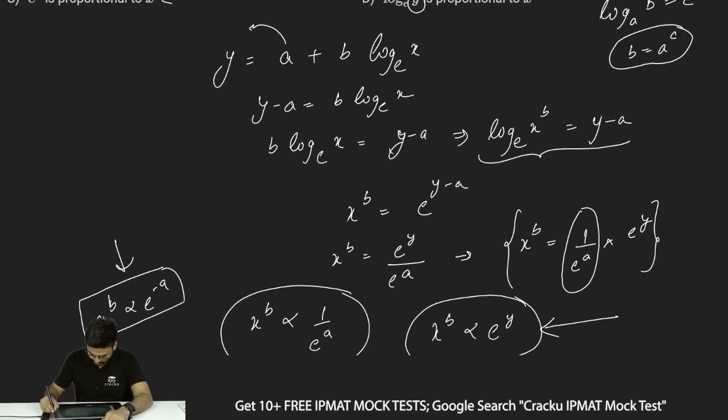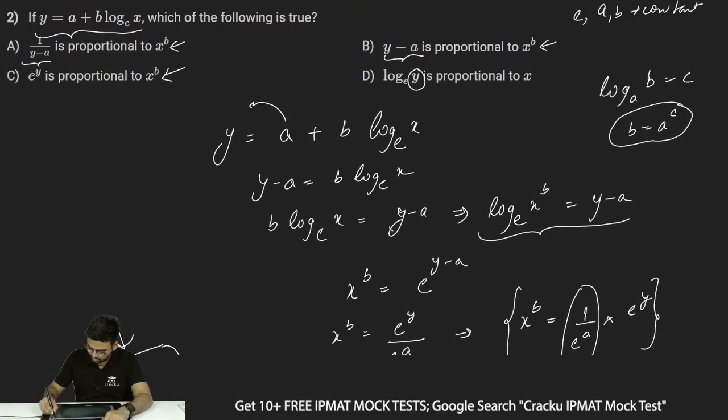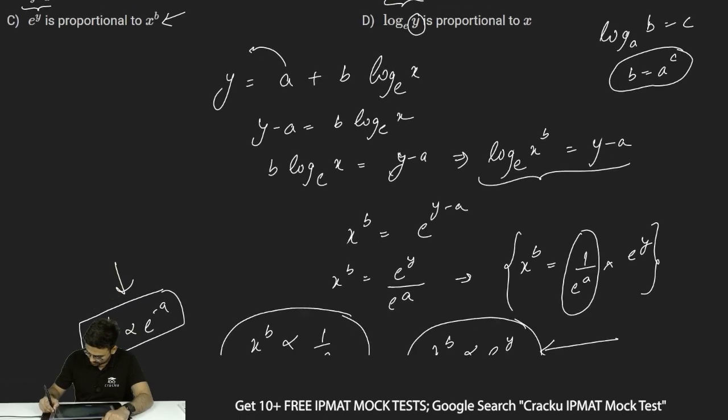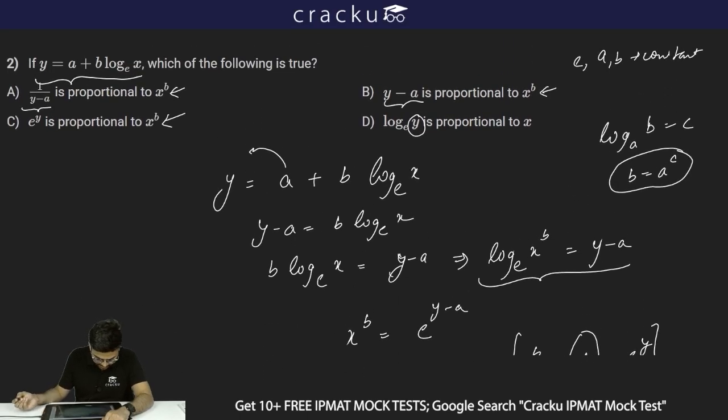So we can write x to the power b is proportional to e to the power minus a, or x to the power b is proportional to e to the power y. Now if we compare the options, what option we have? We have option C, which says that e to the power y is proportional to x to the power b. So this will be a correct answer.